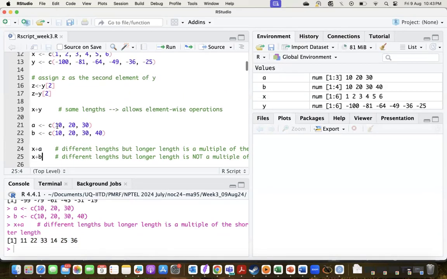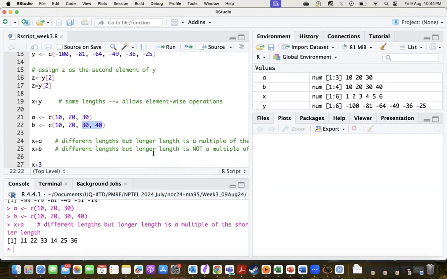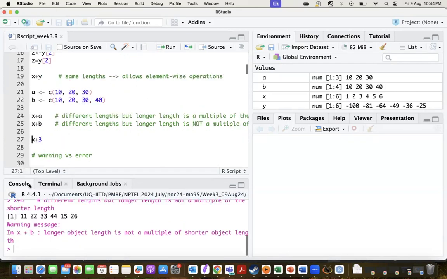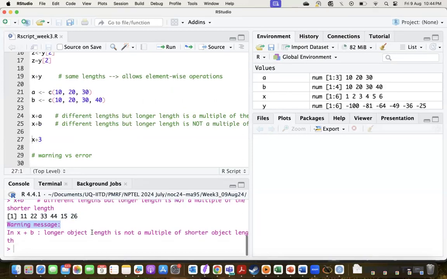However, if I add x with b, it has 6 elements and 4 elements. Again, the first 4 elements are okay: 10 plus 1, 20 plus 2, 30 plus 3, 40 plus 4. And then it starts repeating, so 10 plus 5, 20 plus 6. But then it's not able to complete that second round of repetition, because the longer length is not a multiple of the shorter length. So it would still give me an output, and the output is correct, but it gives me a warning to double check if this is what you actually wanted, or if you did not take care of the different lengths and were expecting the same lengths.